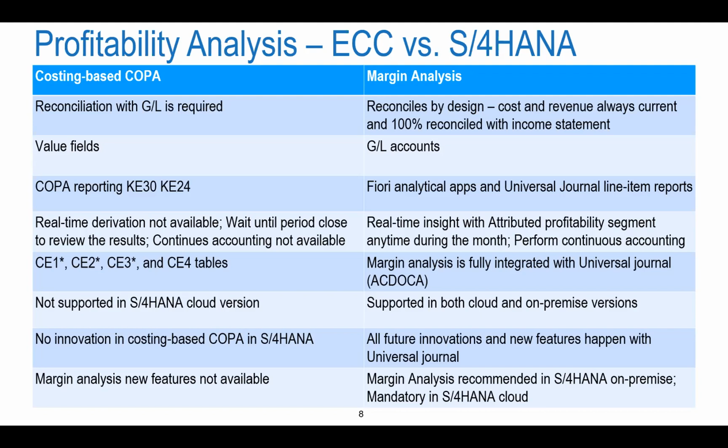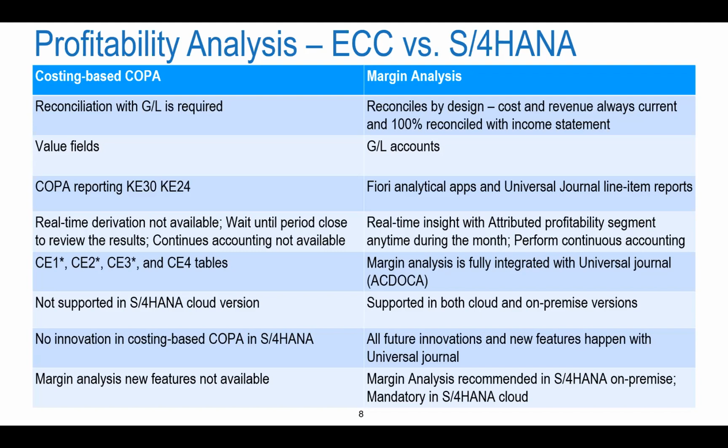What does it mean, continuous accounting? You get real-time insights throughout the month. Let's say I'm in the middle of the month. I want to look at what my sales figures are. What is my sales by product group or customer group or profit center group? I can do all that throughout the month. That is continuous accounting, or in other words, called soft close. Then you can see the classic table, CE star, with costing-based COPA. With margin analysis, it is fully integrated with the Universal Journal.